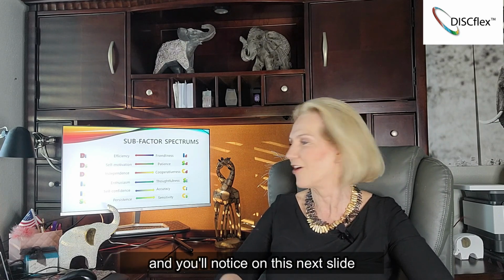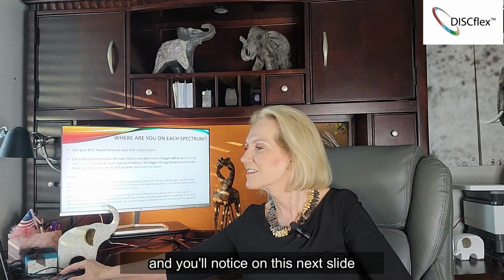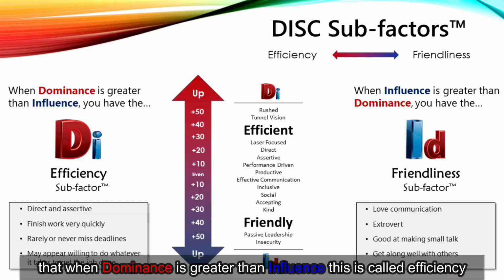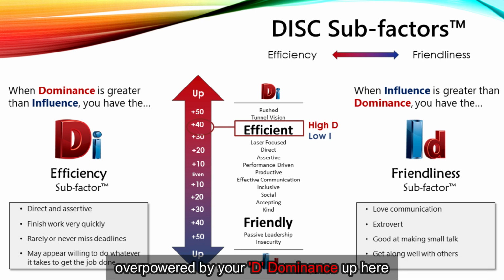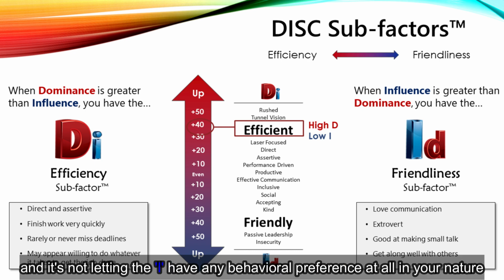And you'll notice on this next slide that when dominance is greater than influence, this is called efficiency. And what it means is that your more extroverted I tendencies are completely overpowered by your D up here. And it's not letting the I have any behavioral preference at all in your nature.